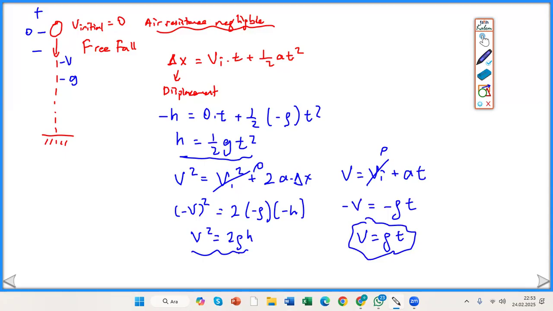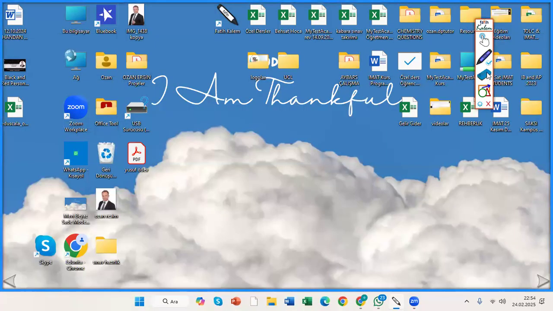In general, we prefer using these three formulas, and thanks to these three formulas, we can nearly solve each question by using them. It is nearly the same for all subjects for motion in one dimension. Let me show you right now. It is falling down, but it has an initial velocity. Right now I prefer showing you.